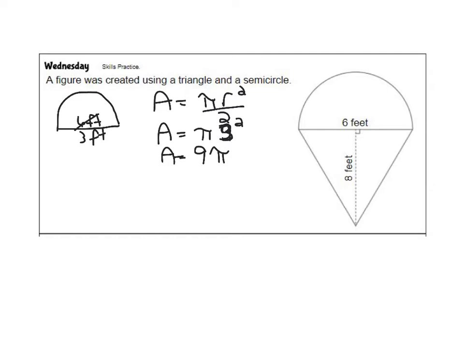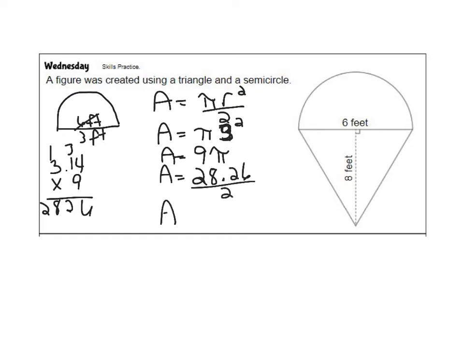9 pi. And then we're going to multiply that. Because there are no answer choices, we do need to multiply with 3.14. So 9 times 4 is 36. 9 times 1 plus 3 is 12. 9 times 3 is 27, plus 1 is 28. So my answer is 28.26, but I still need to divide that by 2. So that's 14.13. Now that was the semicircle.